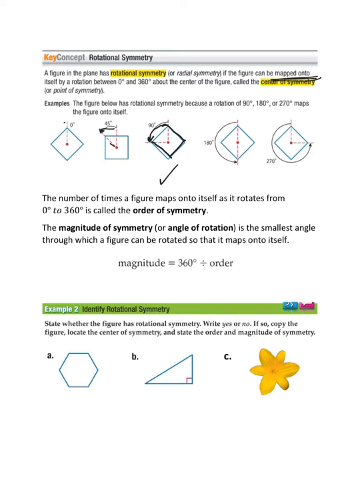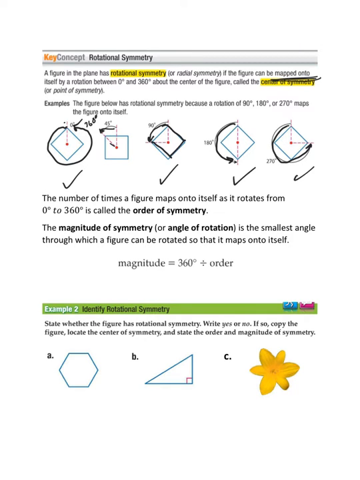Well, it's doing it once. It's doing it also another 90 degrees. It's going to do it at 180. Another 90 degrees, it's going to do it again, so at 270, yep. Well, what if you went all the way to 360? Okay, it mapped onto itself.